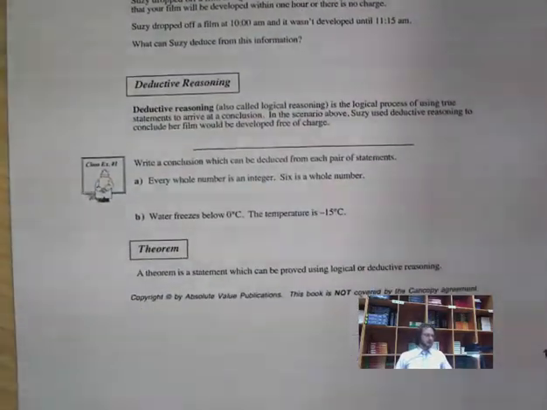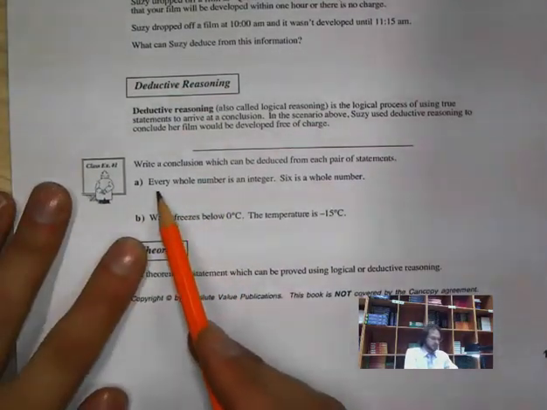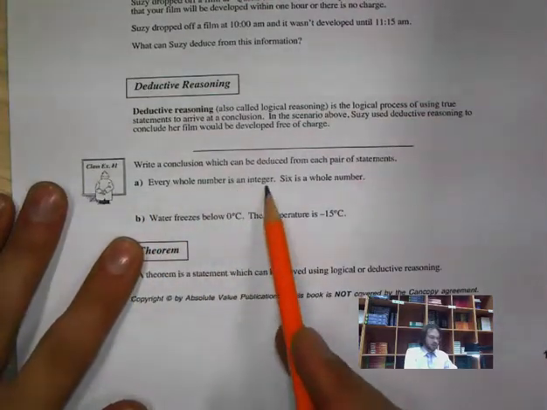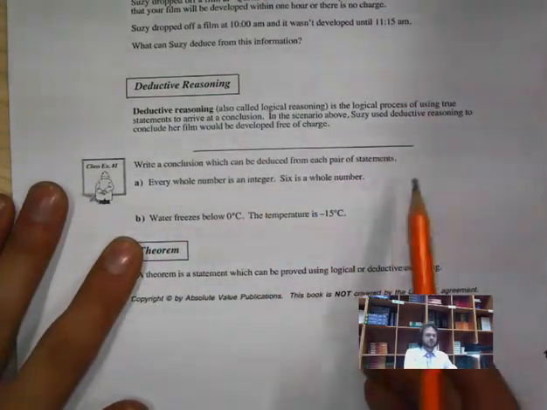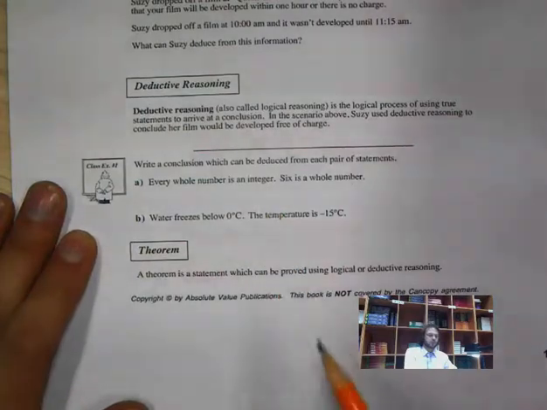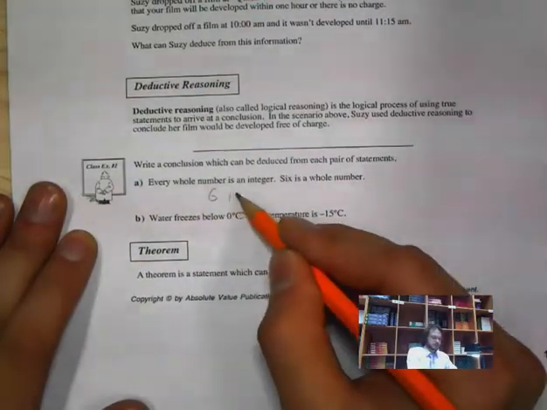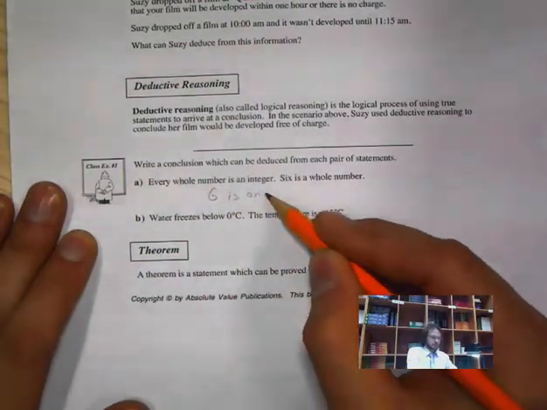So here's the very first one. It says, write a conclusion that can be deduced from each pair of statements. Deductive reasoning means we use a logical process of using true statements to arrive at a conclusion. So let's take a look. Every whole number is an integer. 6 is a whole number. Well, if 6 is a whole number and every whole number is an integer, 6 is an integer.